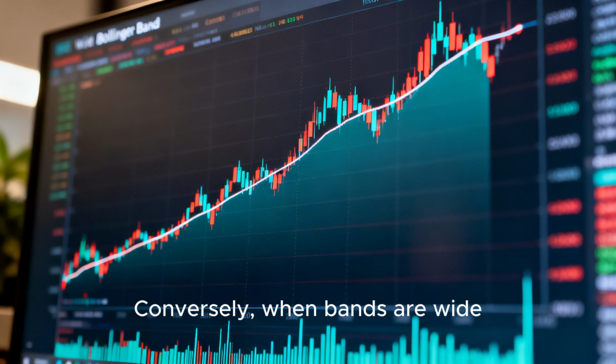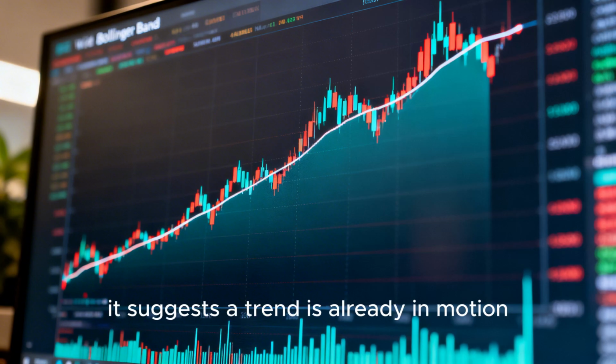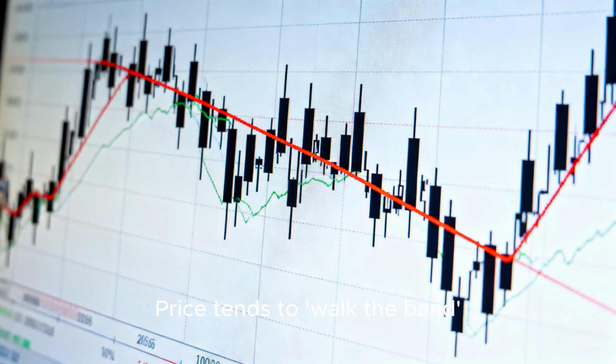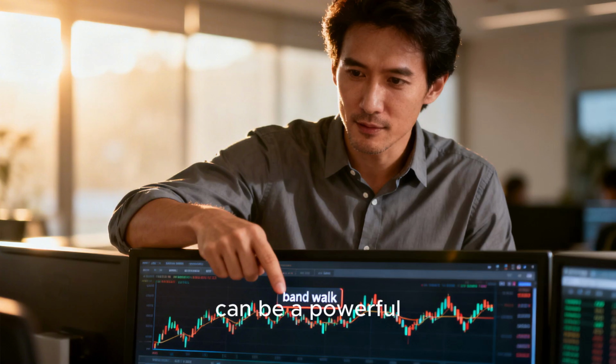Conversely, when bands are wide, it suggests a trend is already in motion. Price tends to walk the band during strong trends, staying near one of the outer bands. This band walk can be a powerful signal for trend continuation.